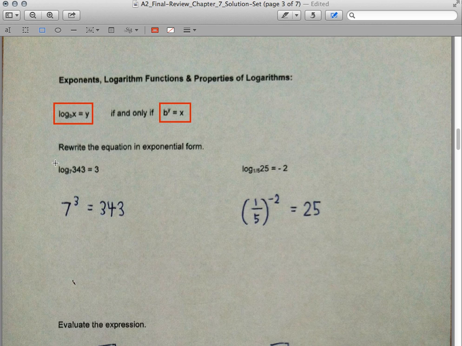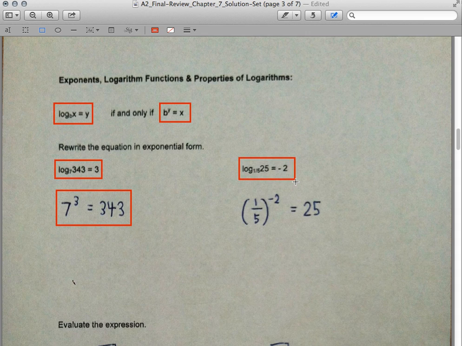So if we see here, rewrite the equation in exponential form, we are given the logarithm function, which says log base 7 of 343 equals 3. The answer to a logarithm is an exponent, so we know that our exponent is going to be 3. Our base stays the same, which is 7, and so that means in exponential form that is 7 to the power of 3 equals 343, which is mathematically correct.